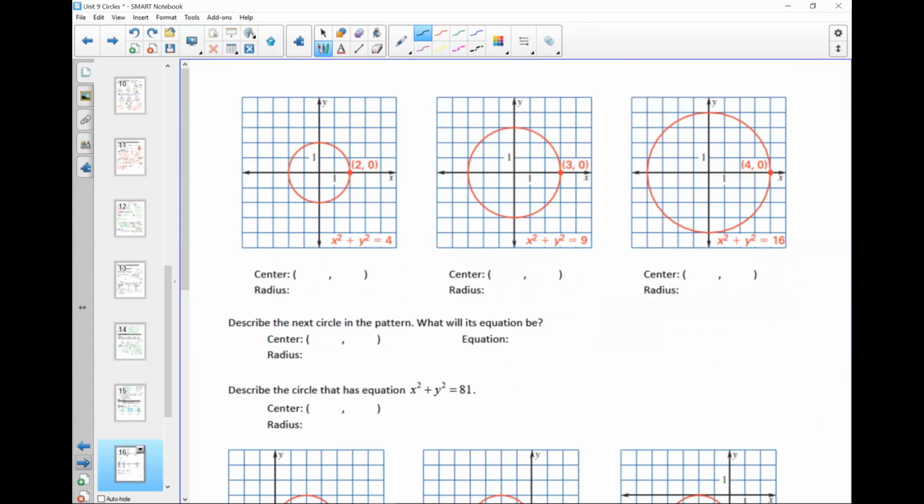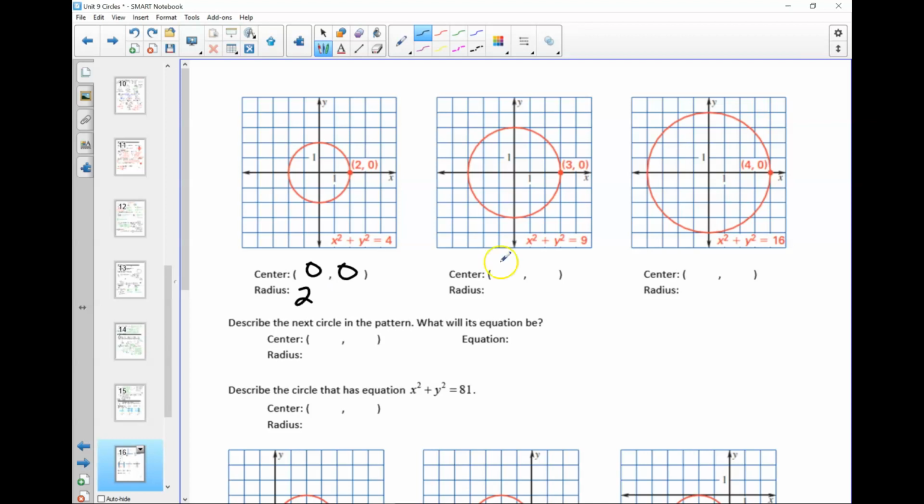Let's further evaluate this. So here we go. We have a circle with the center (0, 0) and the radius is 2. Notice that in the corner we have the equation x squared plus y squared equals 4. We're creating a relationship between x, y, and the radius, the center of the circle.